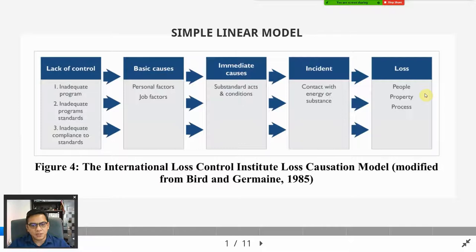So why does that happen? What causes the loss to happen? So we look back one box to the left, that is incident. So incident causes loss. In this model, it uses the term incident, so it doesn't use the word accident. I don't want to confuse you between accident and incident. Just accept that accident and incident are the same. There is an explanation behind it, but I don't want to go that deep. So just consider incident the same term as accident.